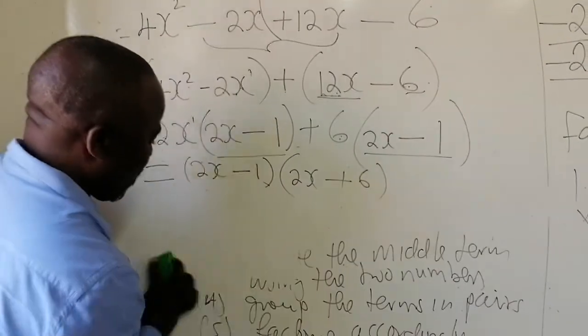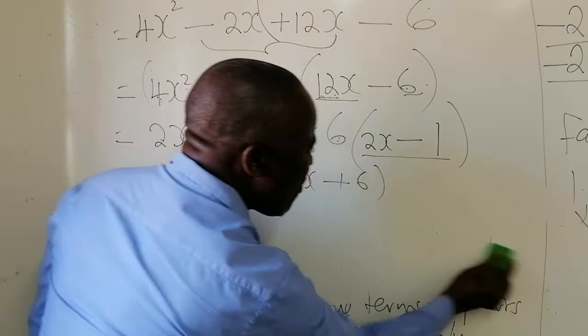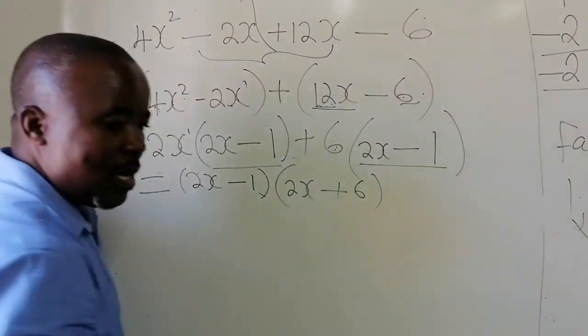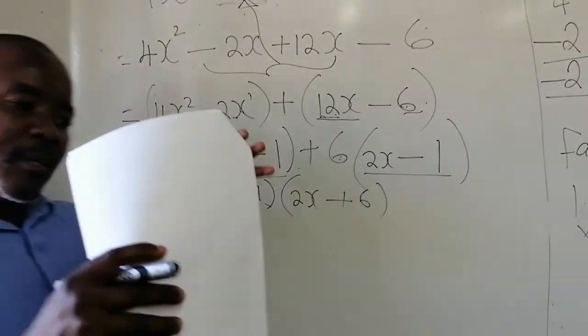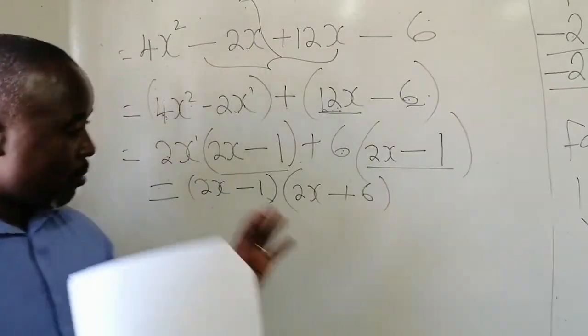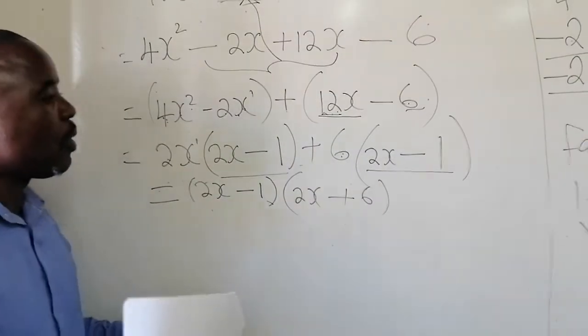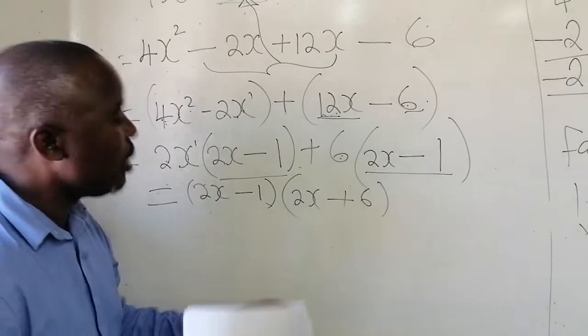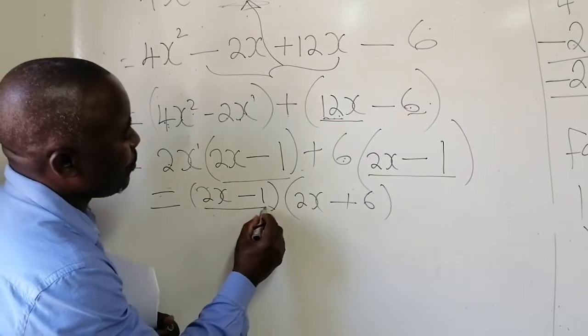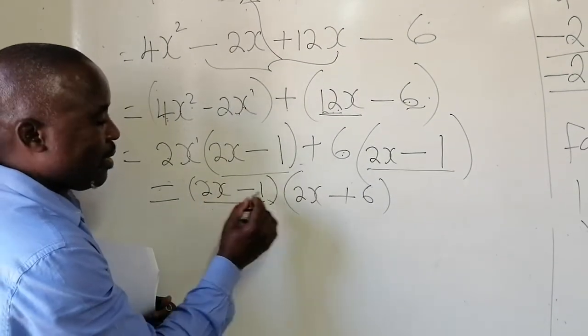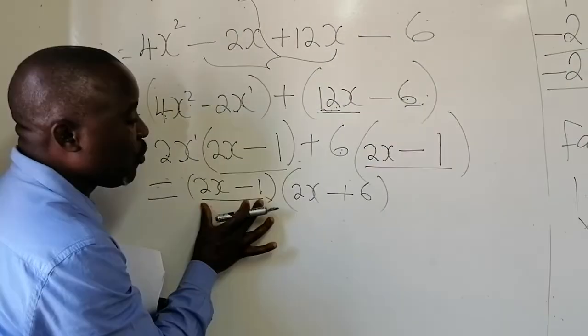Boys and girls, is this fully factorized? Yes or no? Those of you who are going to say, yes, it's fully factorized, then you are wrong. Those who are saying no, yes, they are correct. Because when you look at this bracket here, 2x, there's no 2x here. So this one is fully factorized.